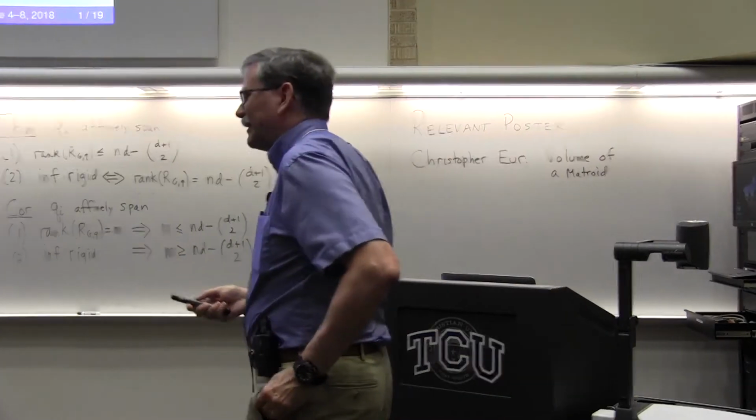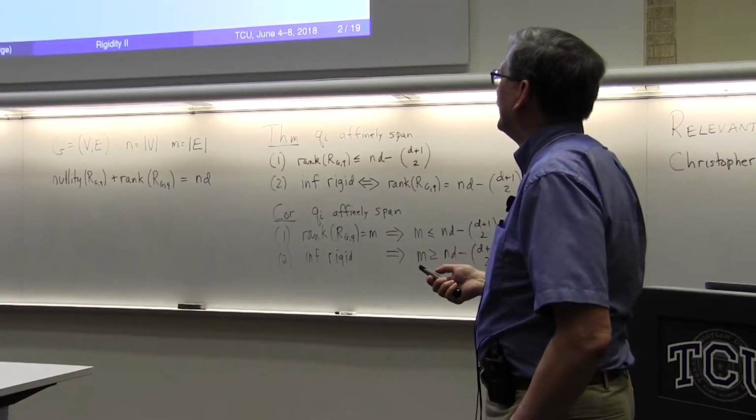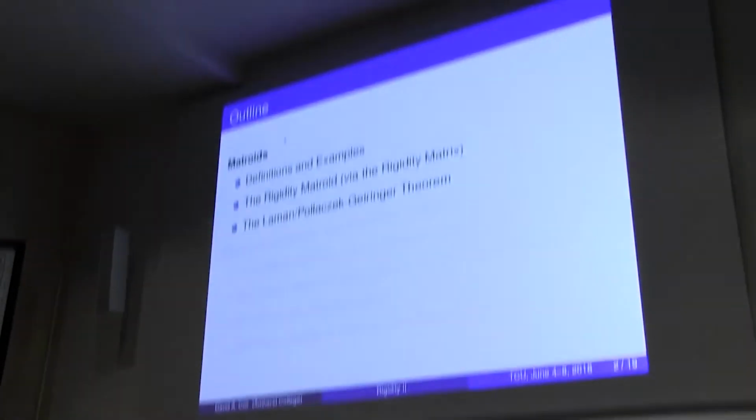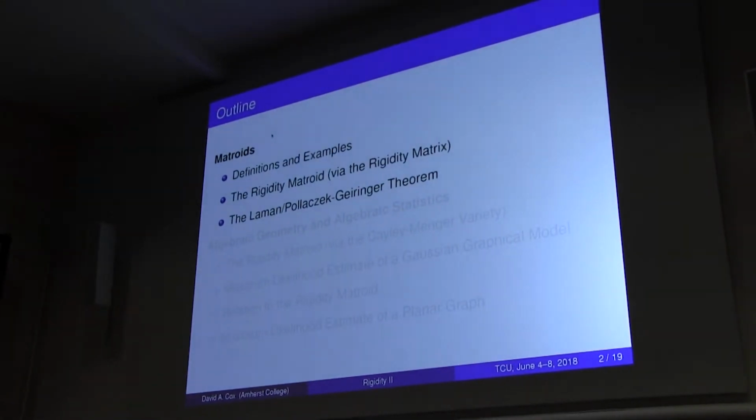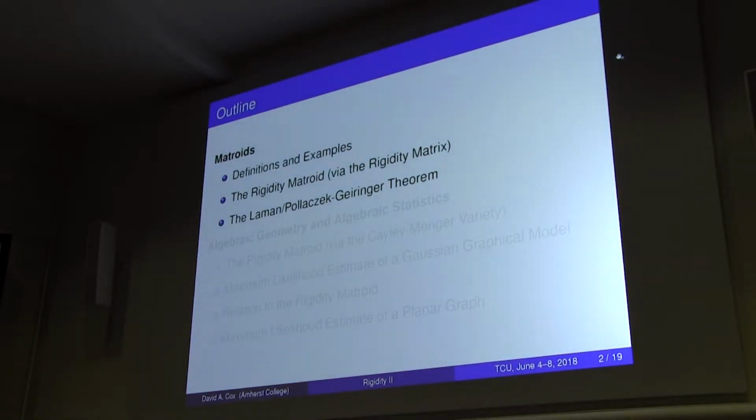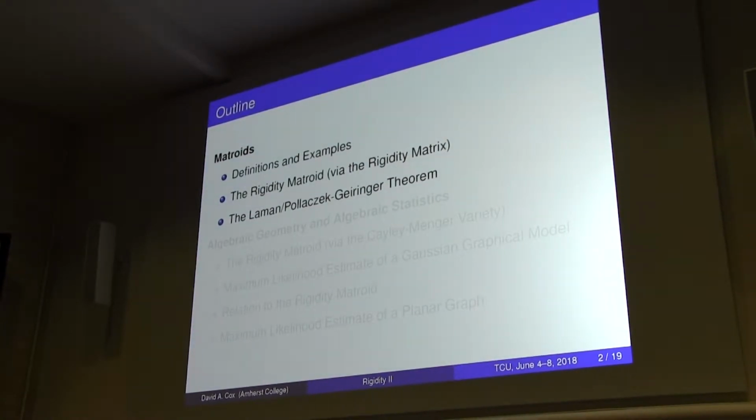And so it turns out to do the combinatorics, the place to start is, you'll see we need to start with matroids. And so I'll give you some definitions and examples of them. And then we'll talk about the rigidity matroid, and that's going to be something that is actually an easy consequence of a rigidity matrix. And then we'll talk about this whole classic result.